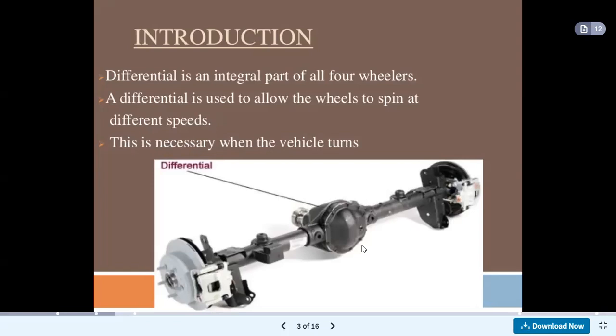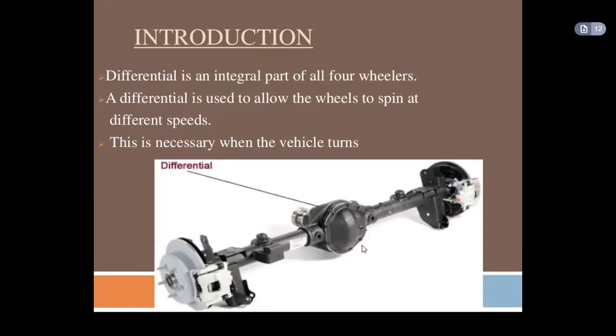Actually, power is generated in the engine, and that power is transmitted through the gearbox towards the propeller shaft, and from that propeller shaft it is connected to the differential with the help of a U-joint. In the differential, the bevel gears and different gear arrangements are there, and from that arrangement the rotation is transmitted towards the wheel at a 90-degree direction.